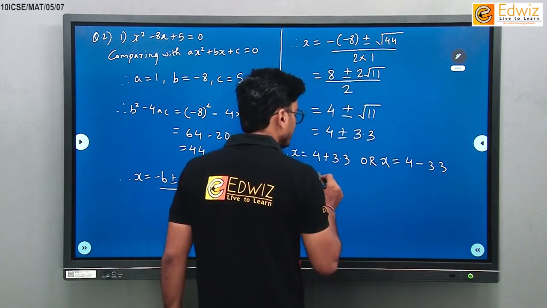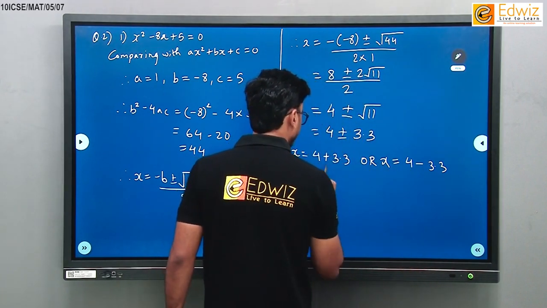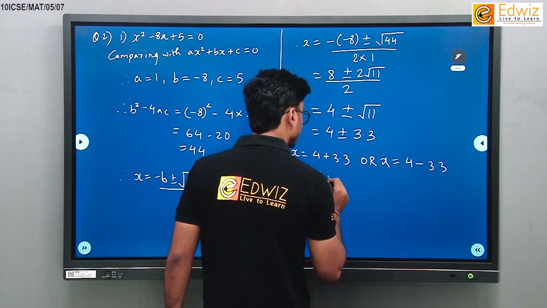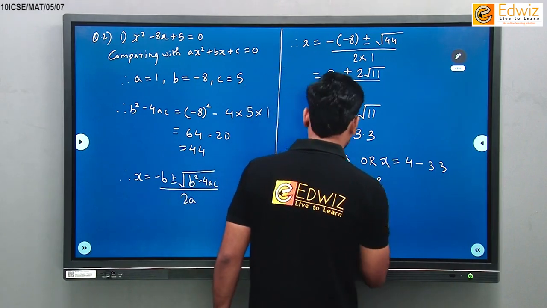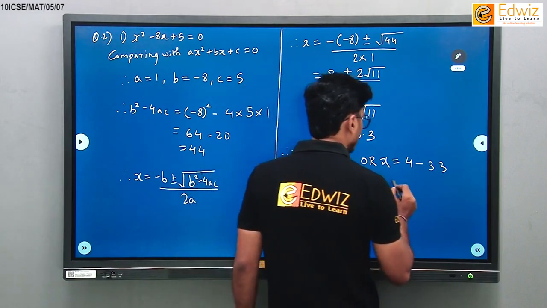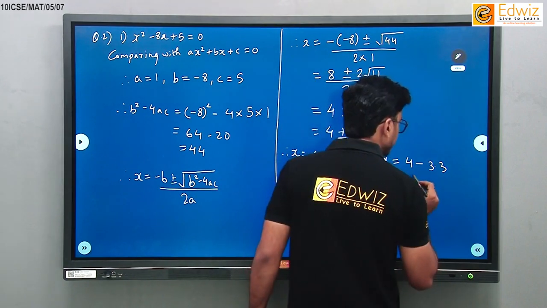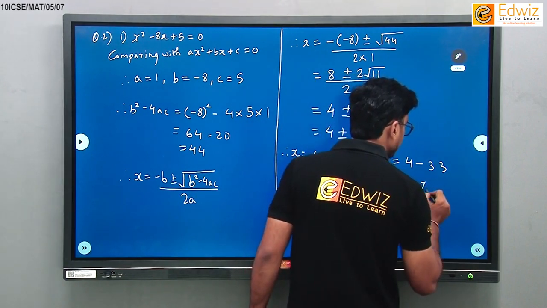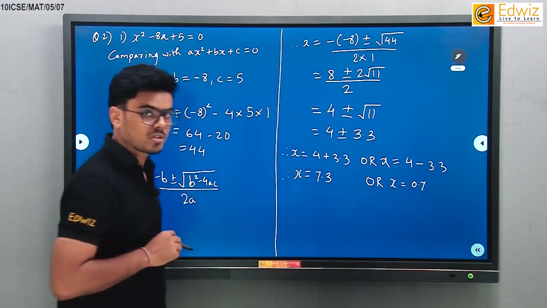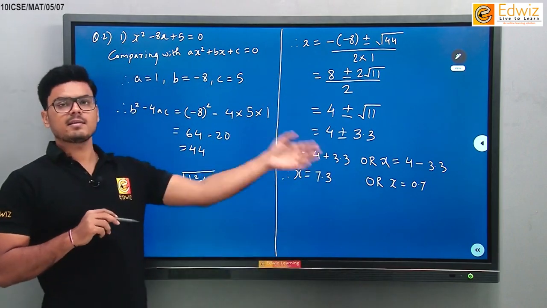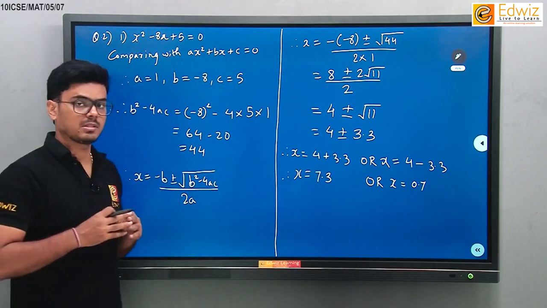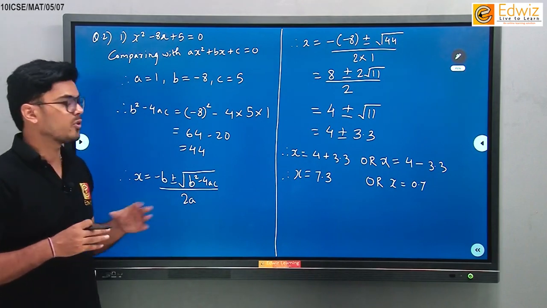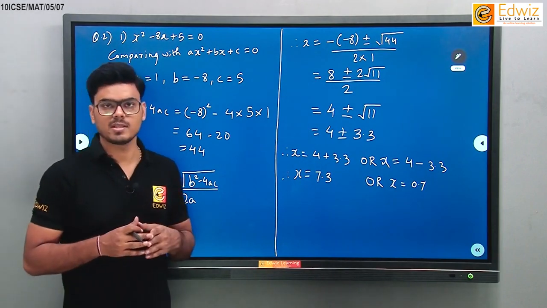That is 7.3 or 4 minus 3.3 is 0.7. So these two are the possible values of x, 7.3 and 0.7. I hope you understood the solution. I'll wait for 1 minute for you to note this down, then we'll go to the next question.